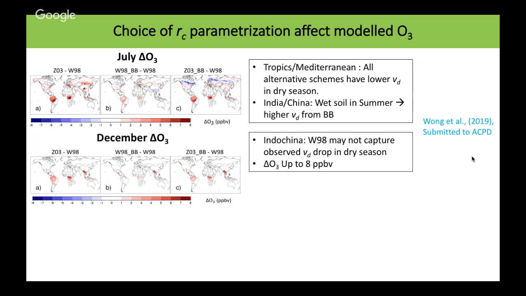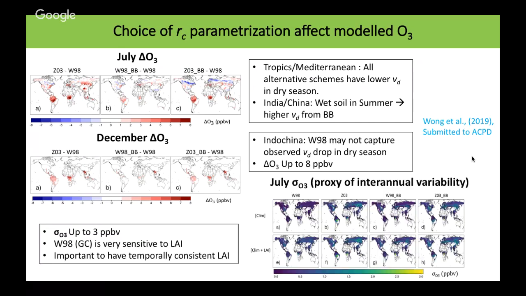And in India and China, where the soil is wet enough to sustain photosynthesis, the photosynthetic scheme actually simulates higher ozone dry deposition and therefore less surface ozone. And in December, especially over Indochina, where the dry season is pretty strong, the GEOS-Chem parameterization does not seem to capture the observed big drop in ozone dry deposition. And all these effects lead to up to 8 ppb of monthly mean surface ozone uncertainty.